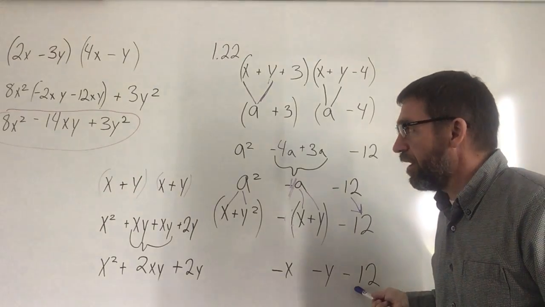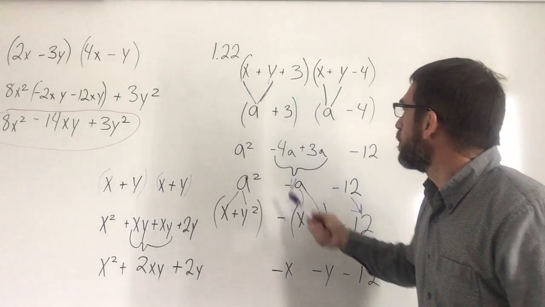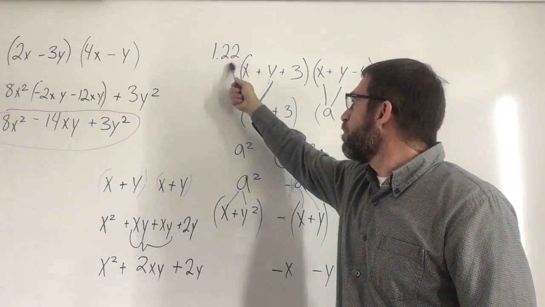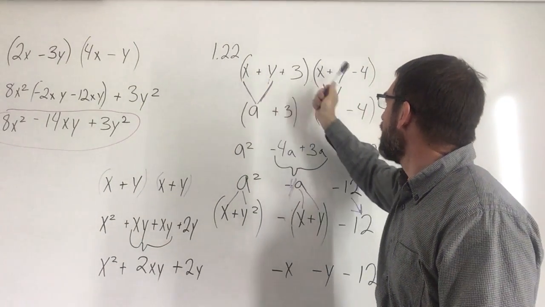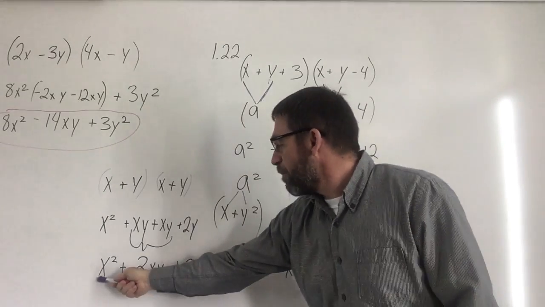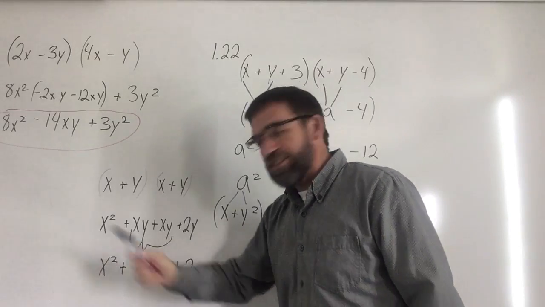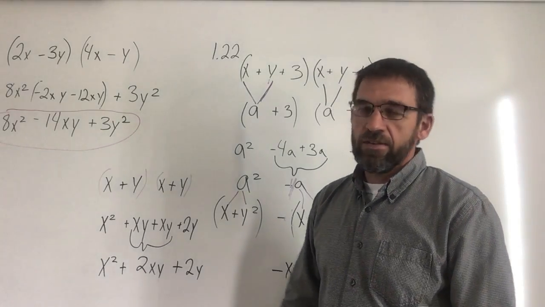Whew. How you like that? Remember, we were doing this problem right up here, 1.22. We were just simply multiplying this one times this one, and we come up with, whee, 1, 2, 3, 4, 5, 6 terms. That's part of it.